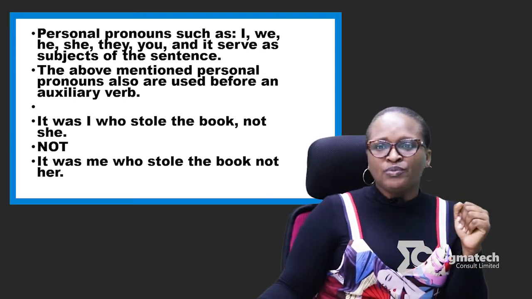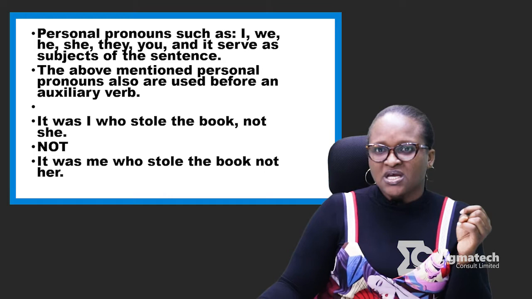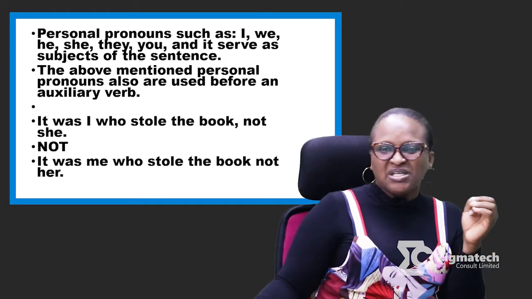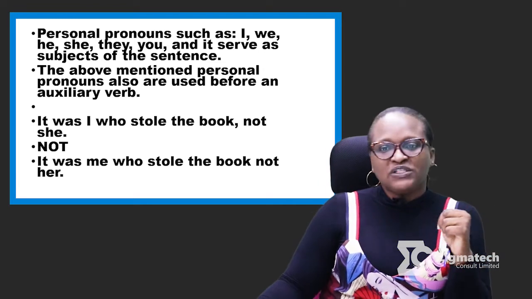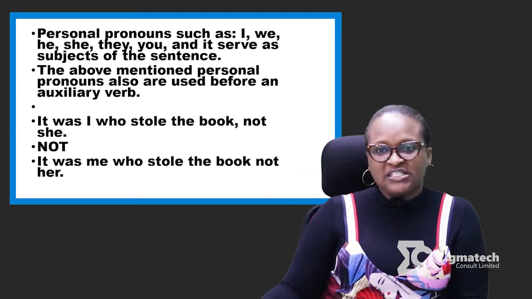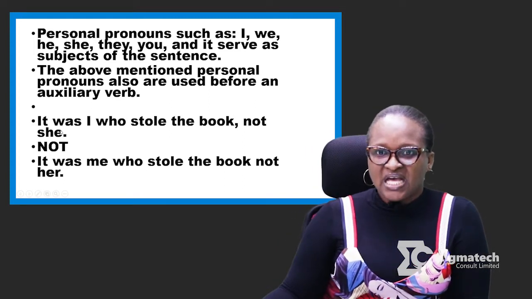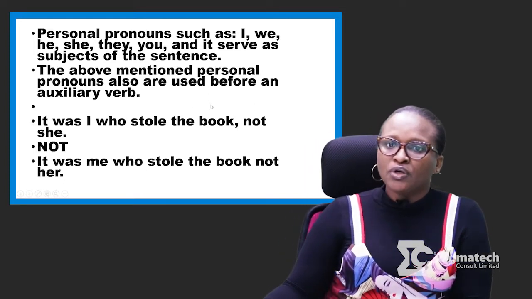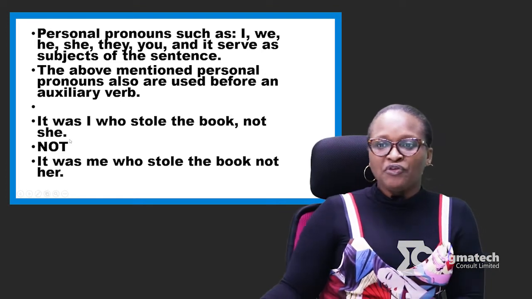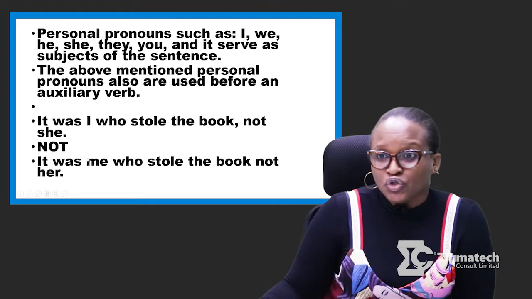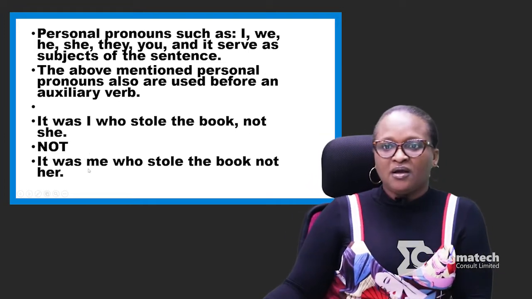Now, maybe someone would be asking, what are these auxiliary verbs? Is, was, am, are, were, etc. Now, let's look at the sentences. Sentence number 1 says, it was I who stole the book, not she. Now, if you would agree with me, conversational English would say, it was me who stole the book, not her.